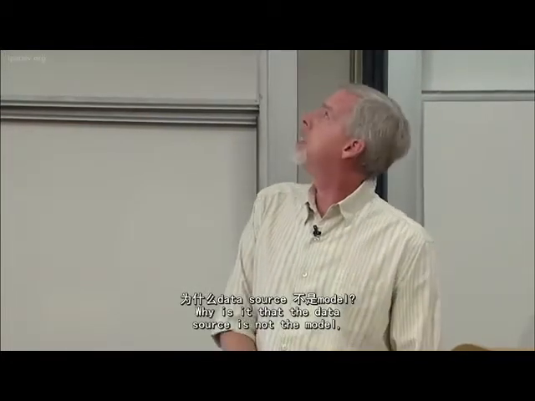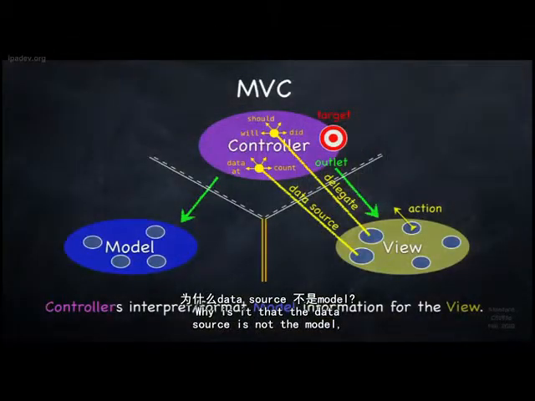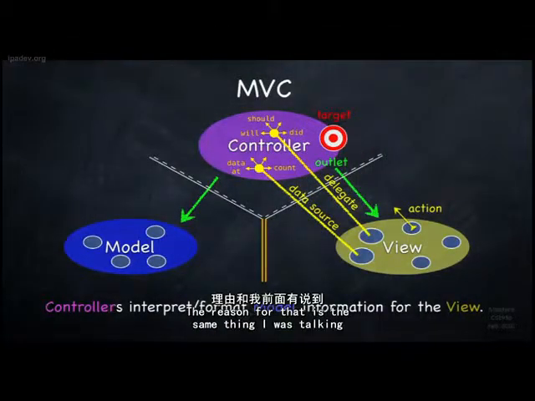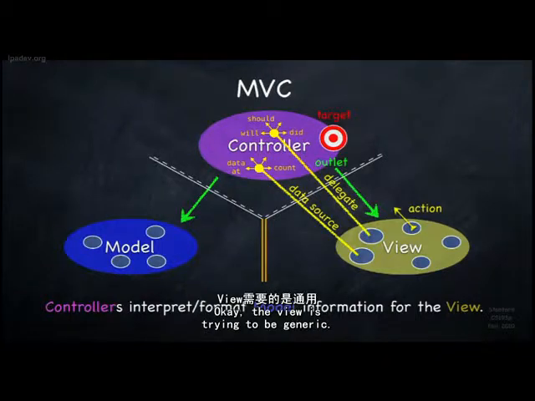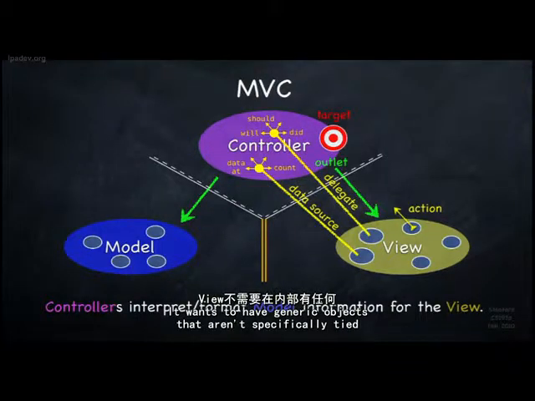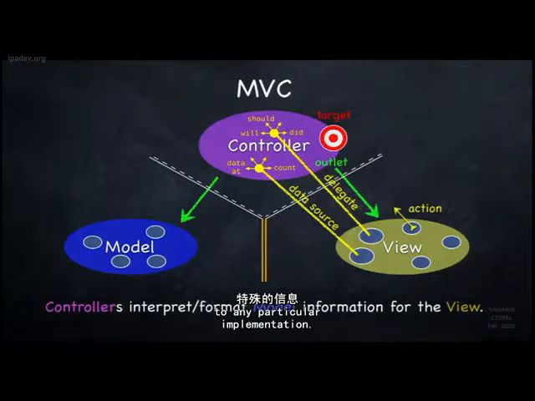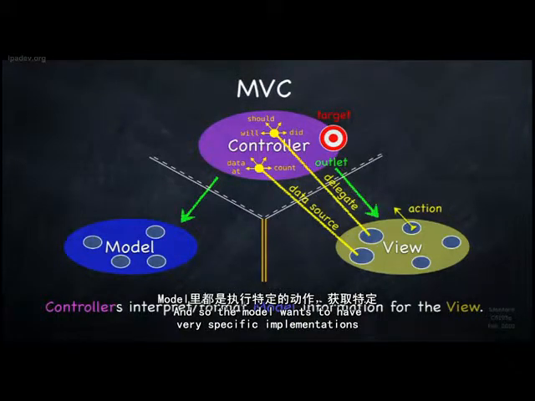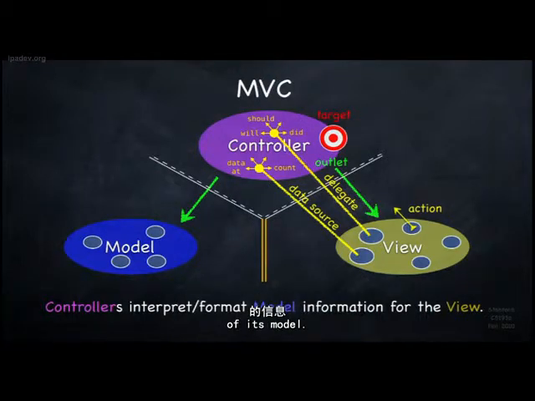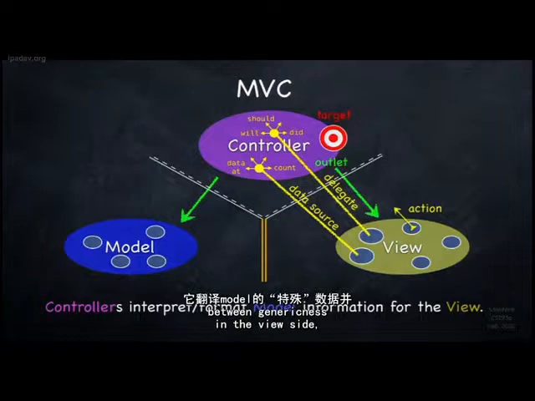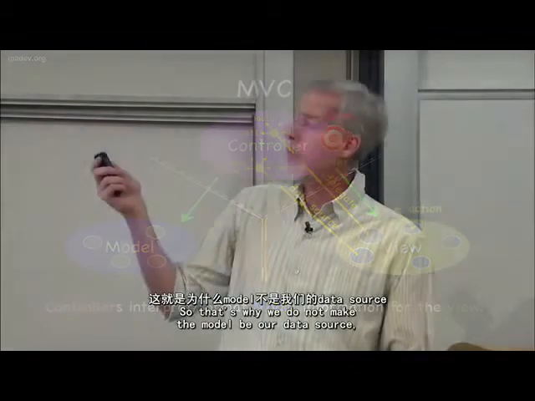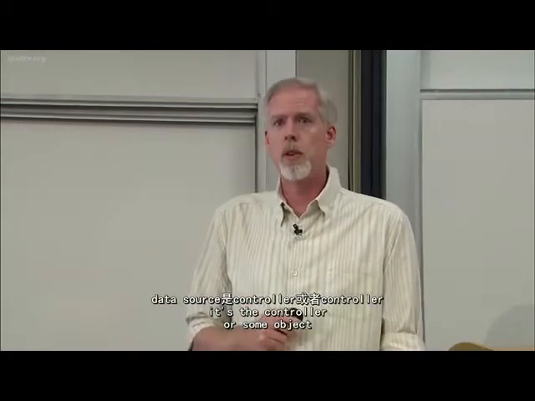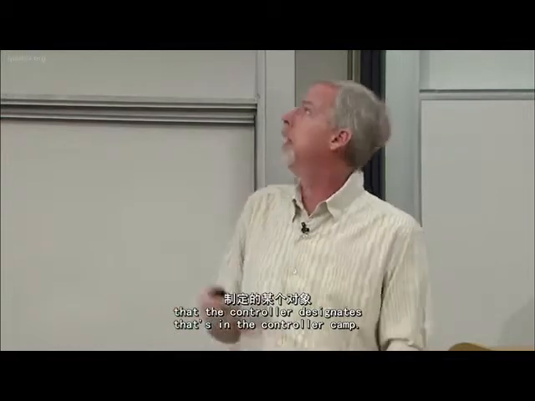Why is it that the data source is not the model? Some people ask. All right? The reason for that is the same thing I was talking about before. The controller's job is to interpret the information in the model for the view. Okay? The view is trying to be generic. It wants to have generic objects that aren't specifically tied to any particular implementation. And so the model wants to have very specific implementations of its model. The controller is the one that bridges that gap between genericness on the view side, specificity on the model side. Okay? So that's why we did not make the model be our data source. It's the controller, or some object that the controller designates that's in the controller camp.